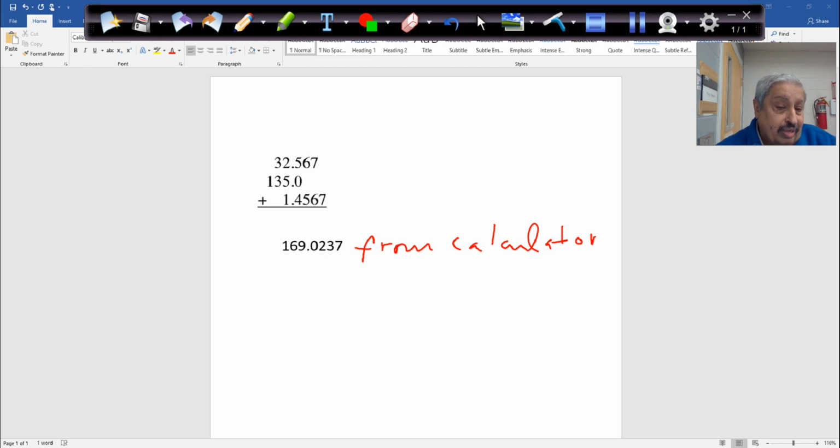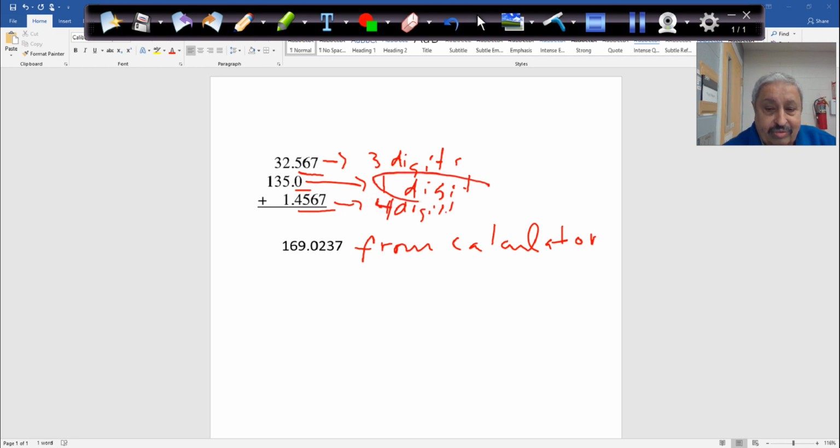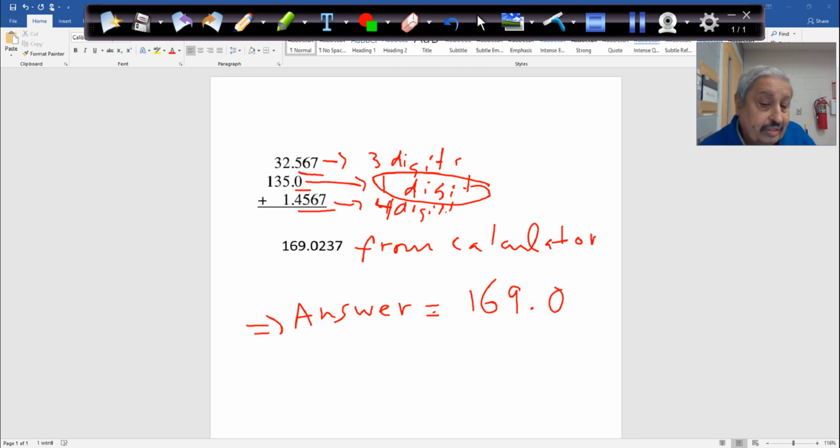However, when you add or subtract, the digits after the decimal will control the rounding off, the least digit. So here we have how many digits after the decimal? 3 digits, correct? Here how many? 1 digit. And here how many? 4 digits. So the winner is this 4 here. This will control the answer. So the answer is 169.0.